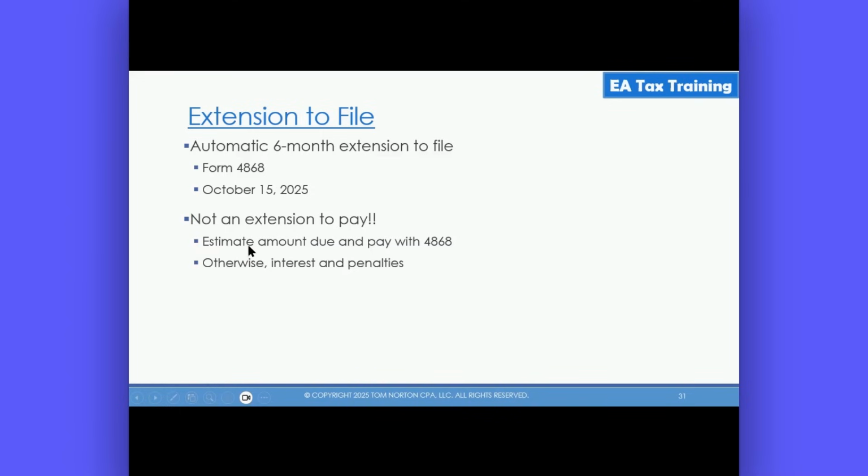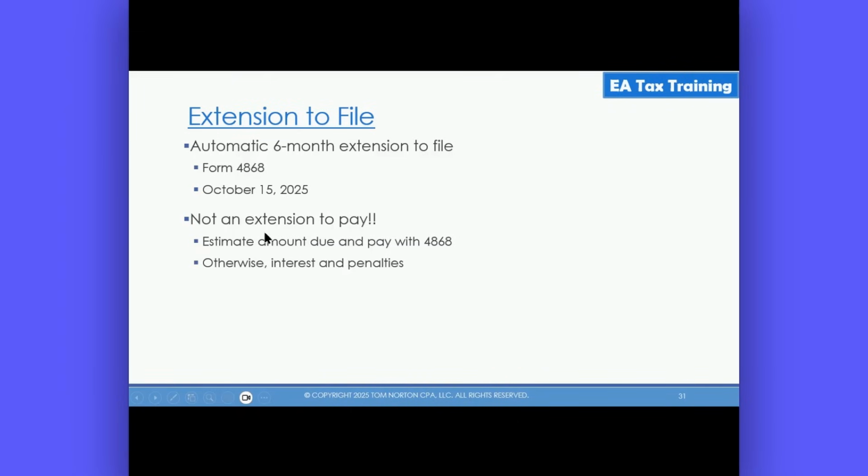Now, you might be saying to yourself, wait a minute, Tom, if I don't have all the information I need to look at my return, or I haven't even looked at everything yet, and I'm filing this extension, how am I supposed to know whether or not I owe any tax? Well, you're going to have to do the best you can do. You're going to have to make some sort of estimate, and pay that in with your 4868.